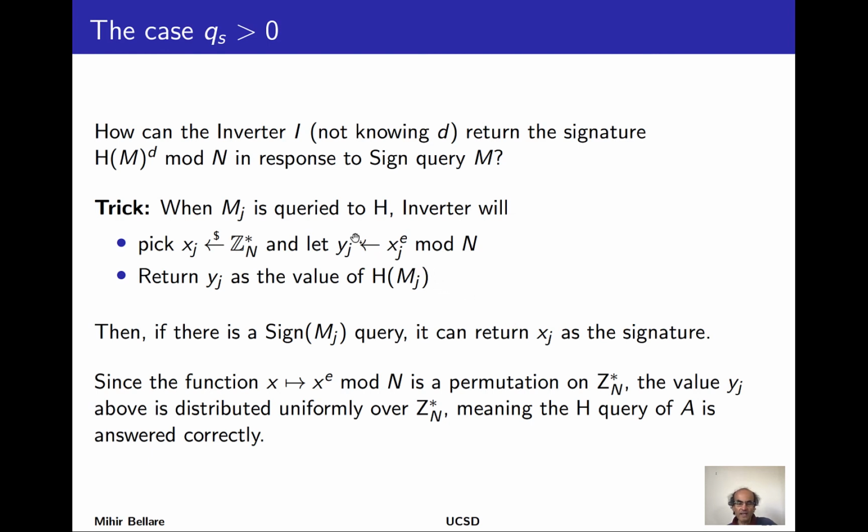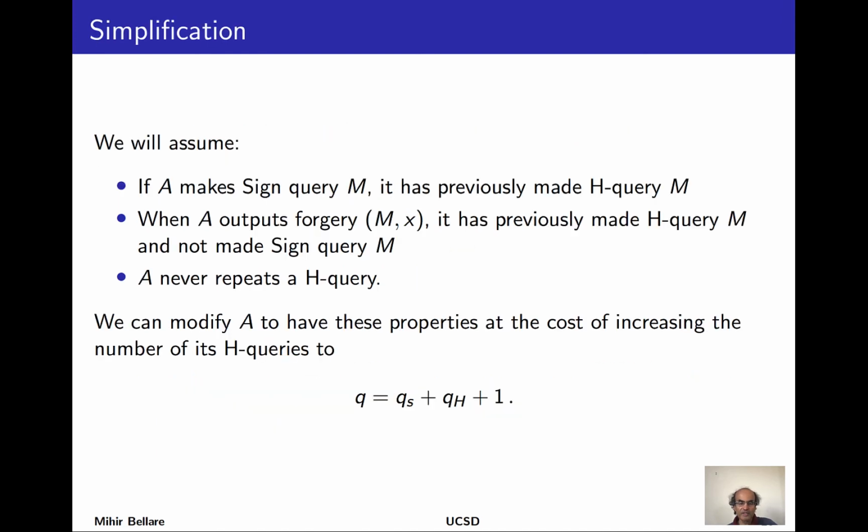Remember that replies to H queries need to be random independent points in Zn star. This looks structured. Why is it a random point in Zn star? Because xj is random, but that's not enough. The second point is that raising to the eth power is a permutation on Zn star. So random points map to random points. Okay? If this function, raising to the eth power, had not been a permutation, this would not be uniformly distributed. So that's the intuition.